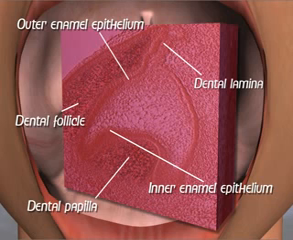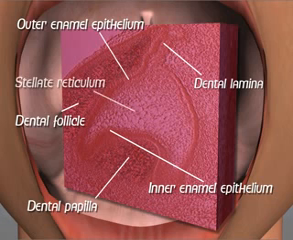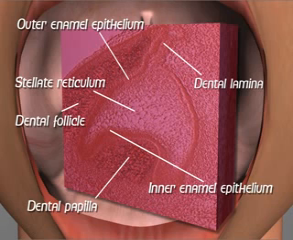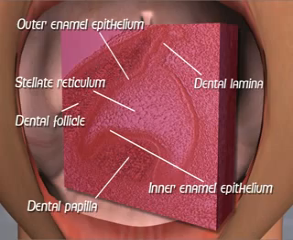The center of the enamel organ is termed the stellate reticulum because the cells assume a star shape due to them being forced apart by the glycosaminoglycans and the water.